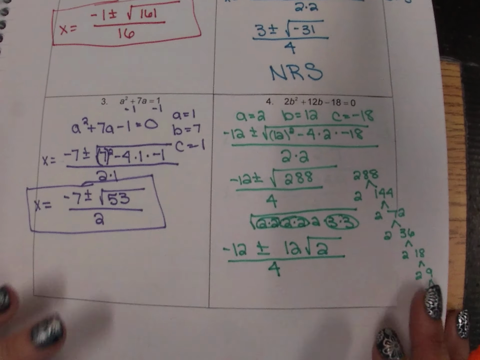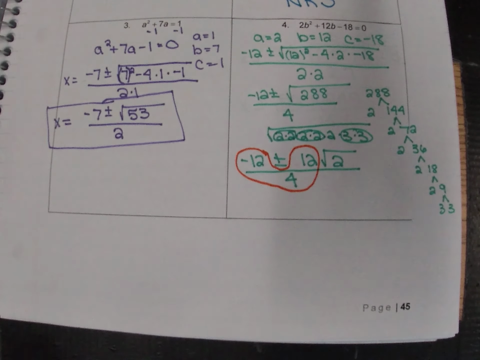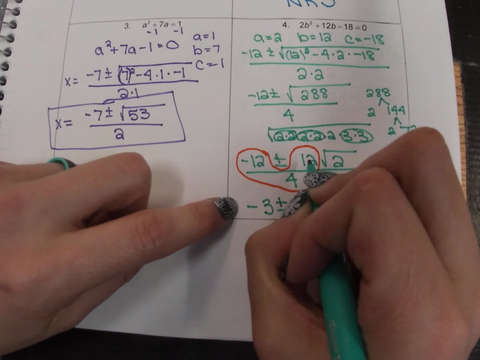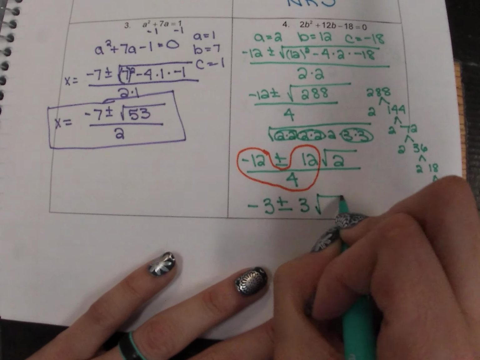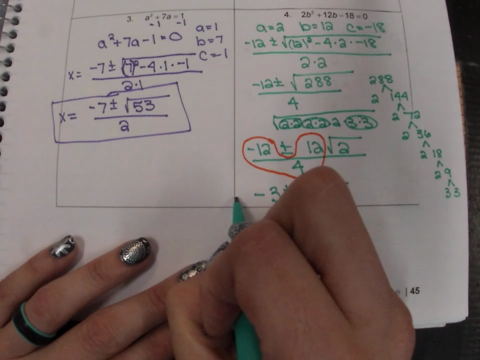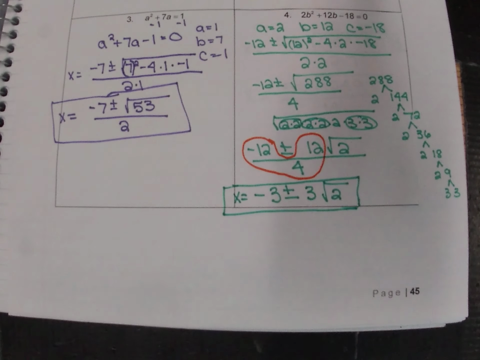Now that last step said that we need to simplify the numbers outside of the square root, those rationals. So we're looking at all of these numbers, and we're checking to see if there's anything they can all be divided by. And they can all be divided by 4. So negative 12 divided by 4 is negative 3. 12 divided by 4 is 3. Notice I'm not doing anything with the number inside the square root. It stays the same. 4 divided by 4 is just 1, so I don't even need to write that down. So my final answer is going to be x equals negative 3 plus or minus 3 square root 2.